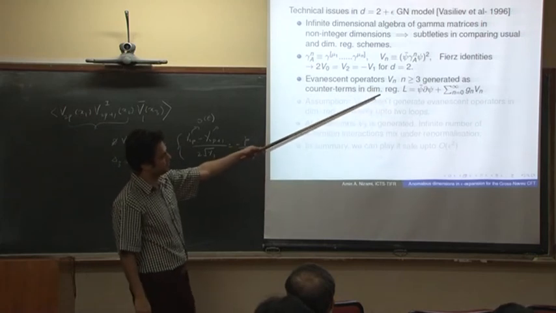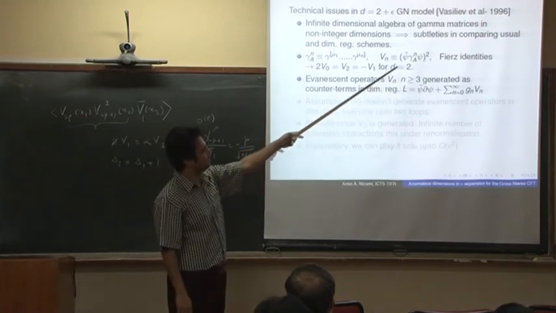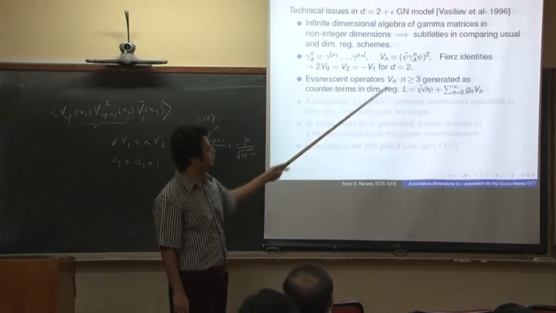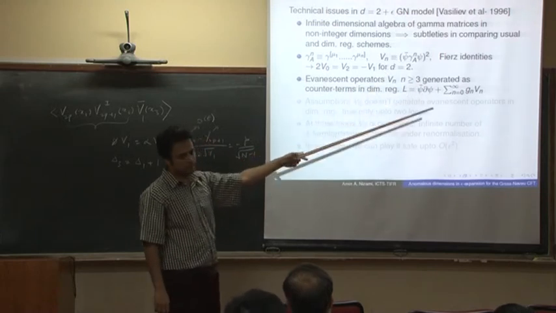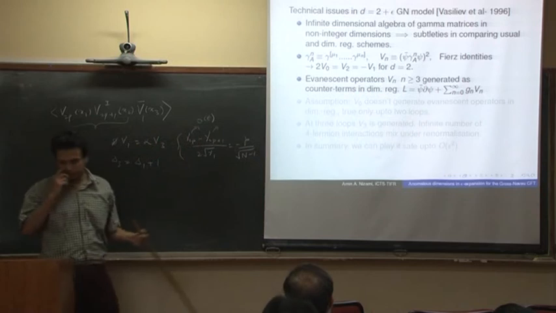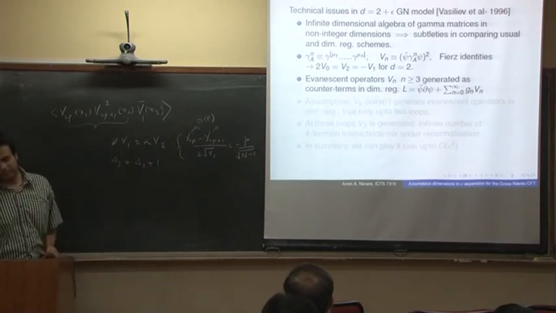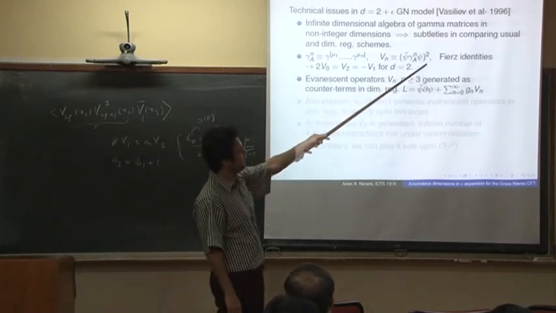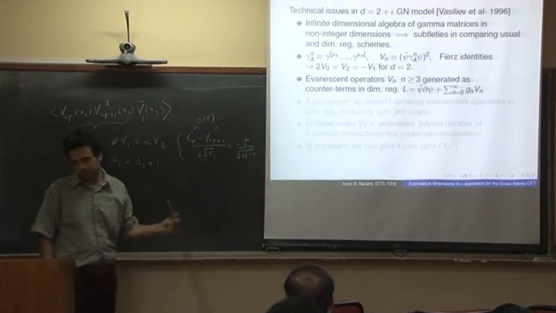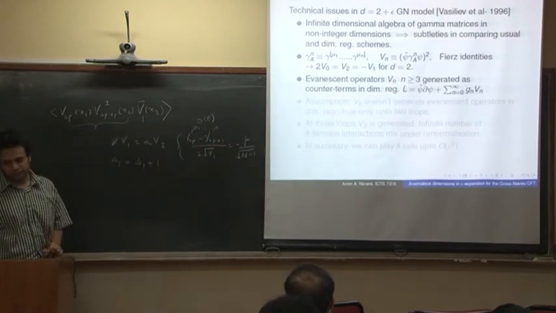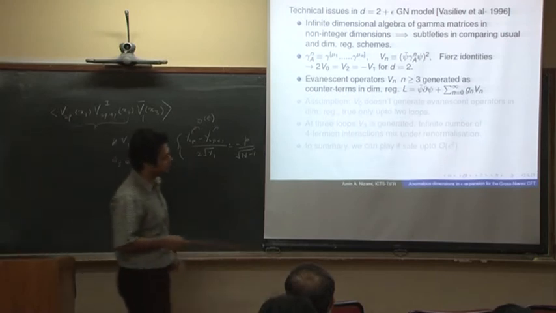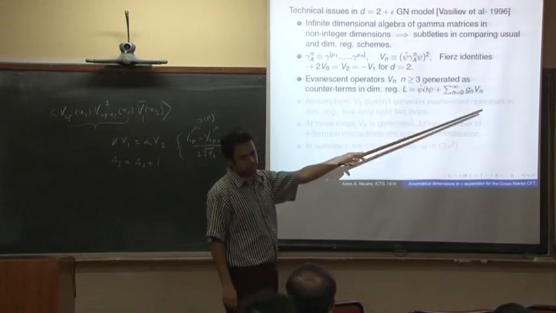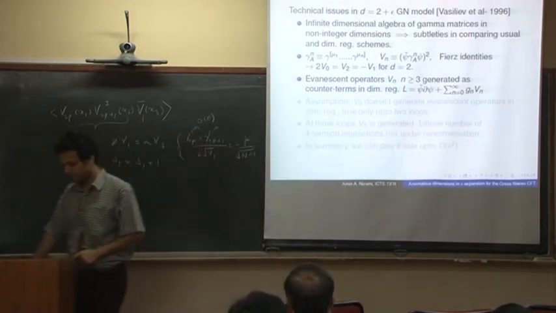So if you work in d dimensions, then for n less than d, you will get terms like these, and there will be various Fierz identities between them. You can work with that. But for fractional dimensions, you get all these operators, and they're all independent. Therefore, when you're working in dimensional regularization, you generate all these things as counterterms. So notice that they are not like subleading terms. They are all the same order. And so you generate all these as counterterms, and therefore, to begin with, the Lagrangian you should be working with should have all these infinitely many terms.